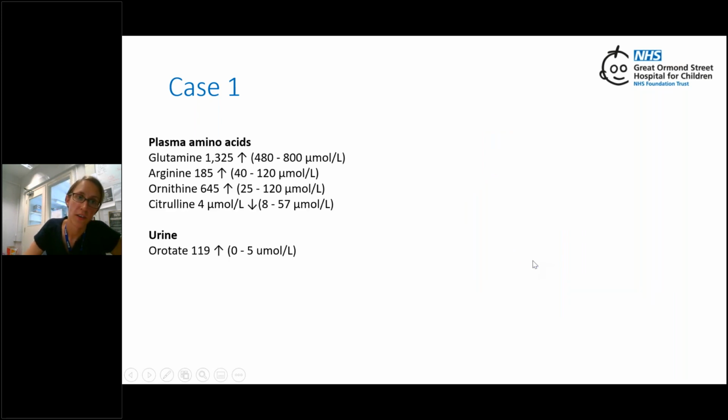And just to go back to this baby's investigation. A couple of days later, unfortunately, we don't get these metabolic investigations back straight away, we saw his plasma amino acids, and there was a significant raise in glutamine, arginine, ornithine, and a low citrulline. And in the urine was a high orotic acid.